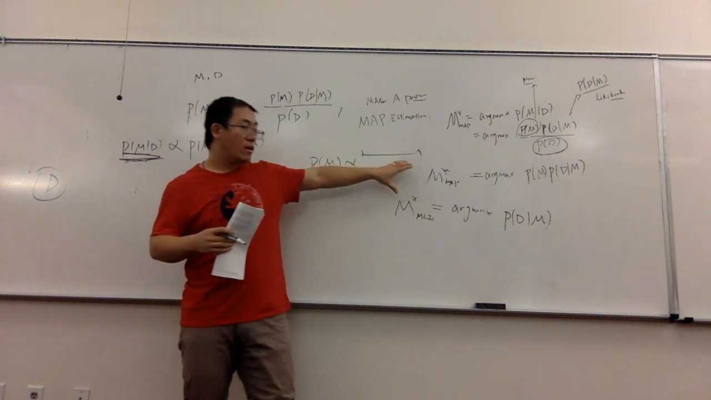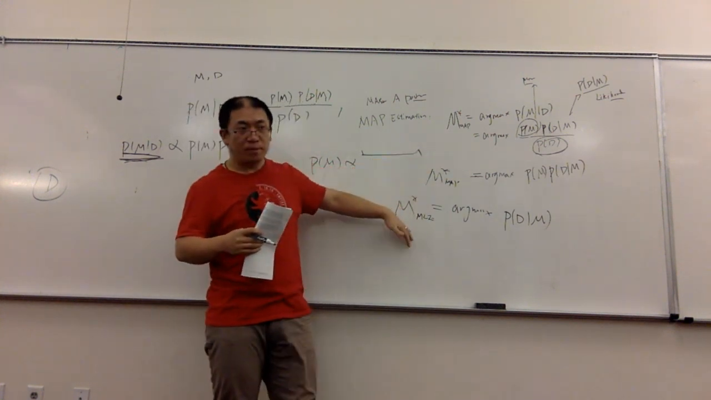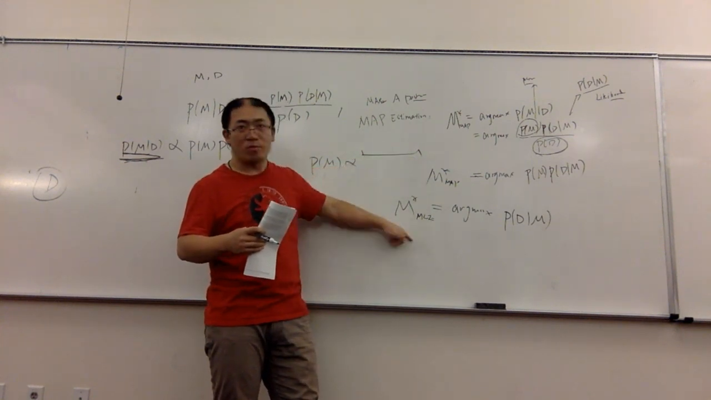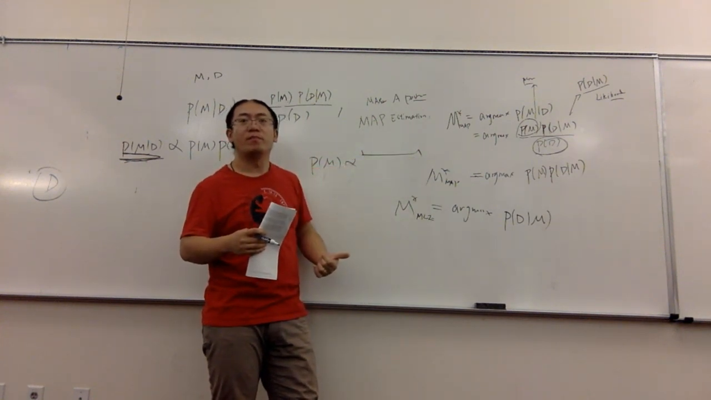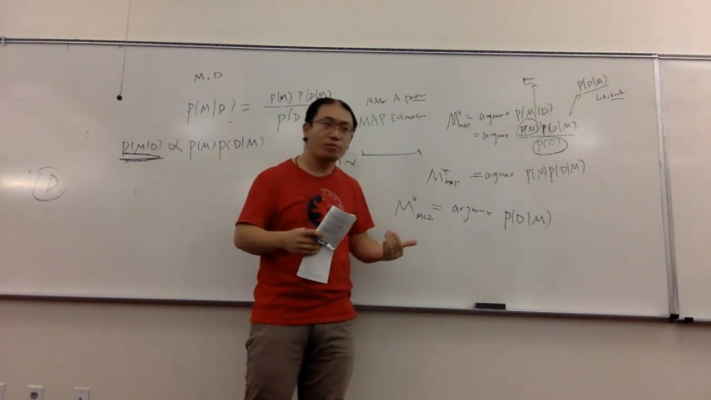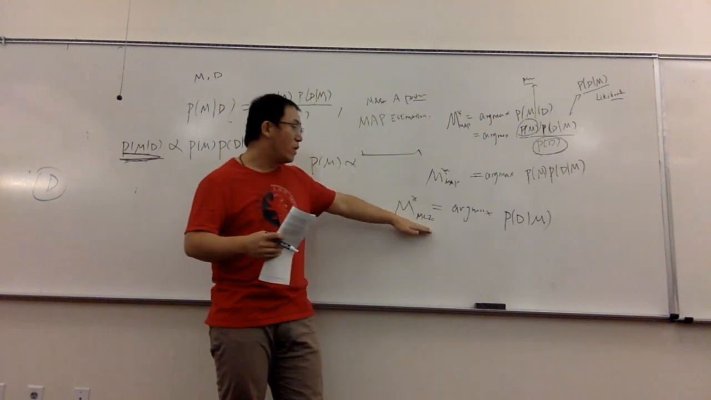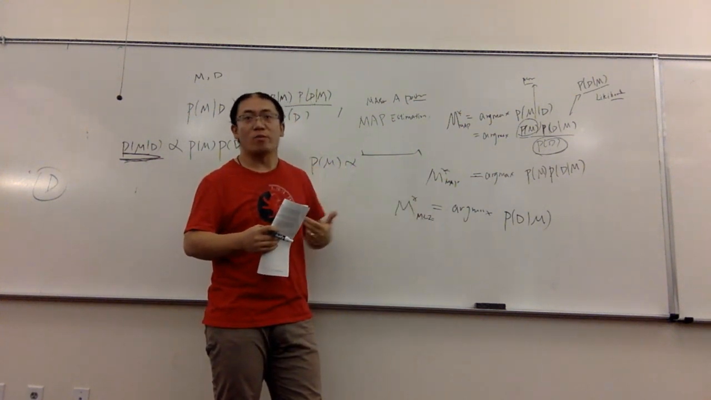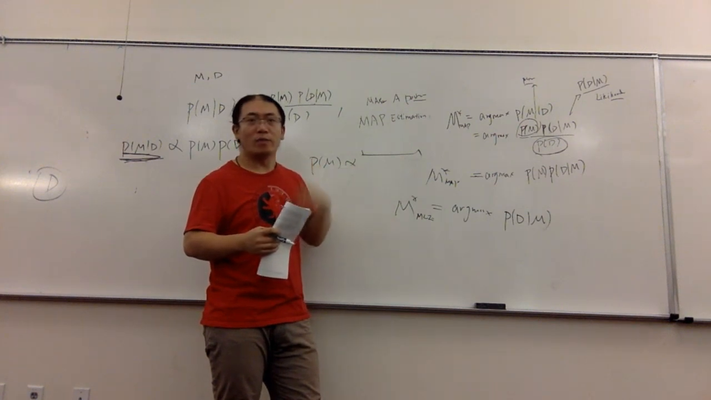So this is one obvious case where we can consider MAP estimation and maximum likelihood estimation equivalent. But later today, we'll discuss another case when maximum likelihood estimation and MAP estimation become similar. It's actually asymptotically closer.